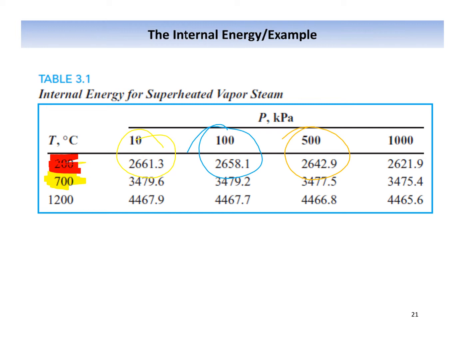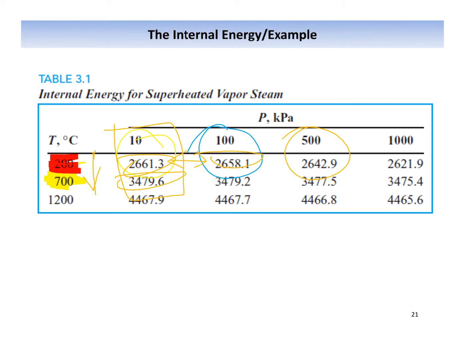kilojoules per kg. However, if we move along the temperature and we increase the temperature at a fixed pressure, for instance, we increase the temperature from 200 to 700 degrees centigrade while maintaining 10 kilopascal as our system pressure, we can see that there is a much larger increase in the internal energy. So the difference between these two values is much greater than the difference in internal energy values when we move along the pressure.